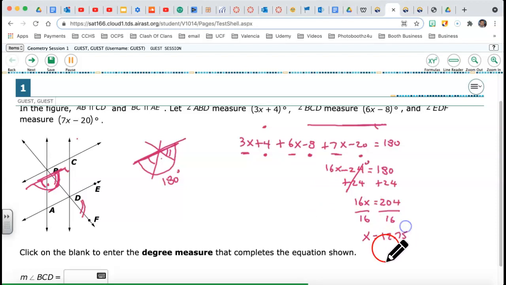Again, is this my answer? No, they want me to find the value of angle BCD, which is the one on the bottom, angle BCD. And now BCD is 6x minus 8.